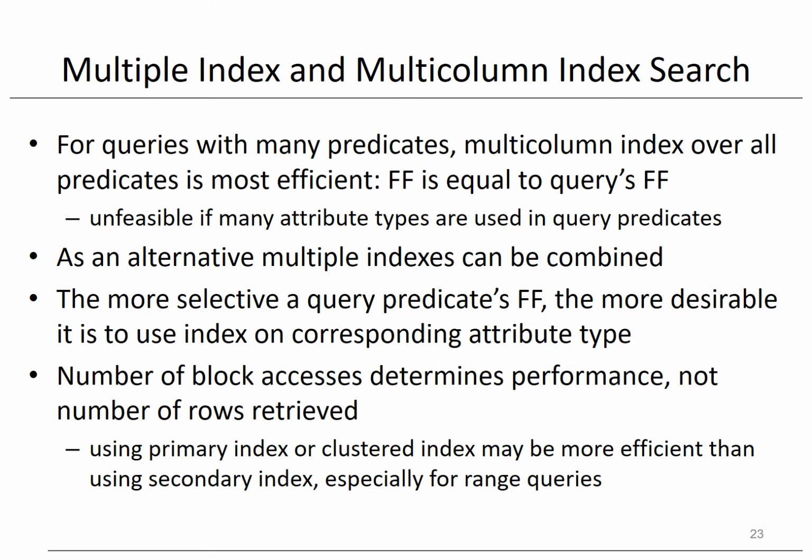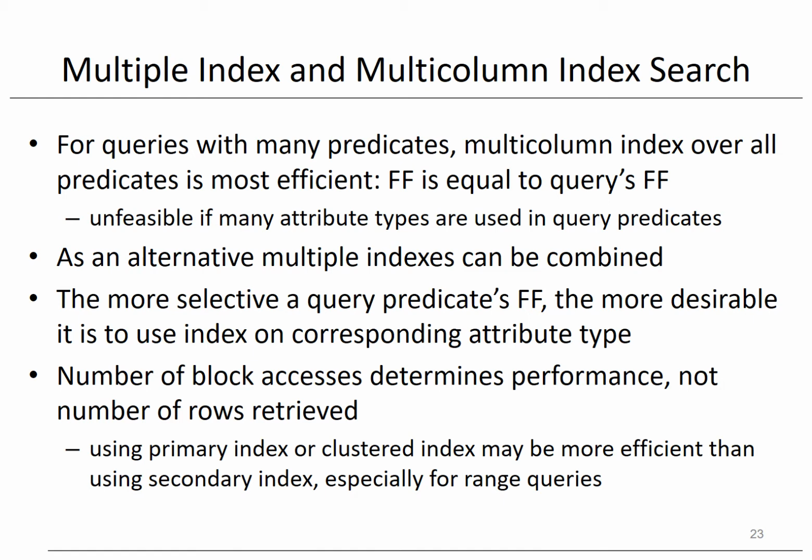For queries with many predicates, a multi-column index over all these predicates is the most efficient alternative. Its filter factor is equal to the query's filter factor, so only the data rows that satisfy the query are retrieved. Still, this approach becomes unfeasible if many attribute types are used in query predicates, as the indexes would become very large and possibly redundancy is required to accommodate for queries with predicates for only a subset of the attribute types.